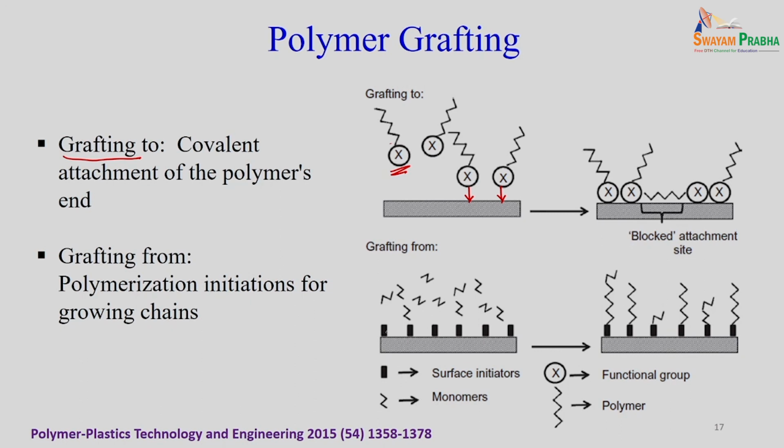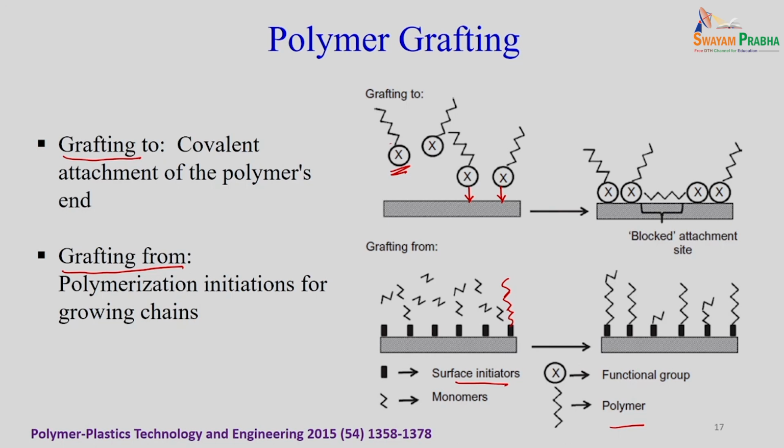Another method is grafting from. Here we have the surface initiator. The monomer attaches here, one monomer will come, then the next monomer, then the next, and polymerization takes place on the surface. This we call grafting from. So, polymerization initiates, then we grow the polymeric chain. This is a monomer unit, and here we have a surface modified with polymer. So, these are the two approaches, grafting to and grafting from, to attach or modify the surface with polymers.